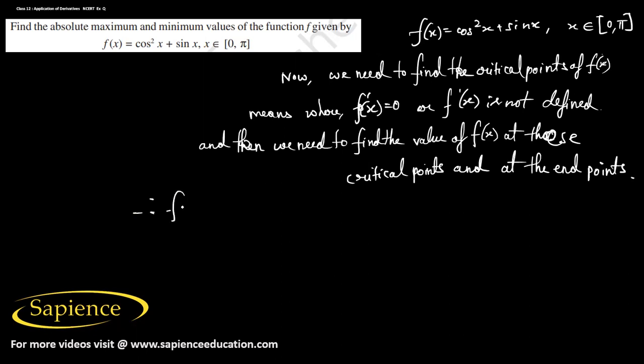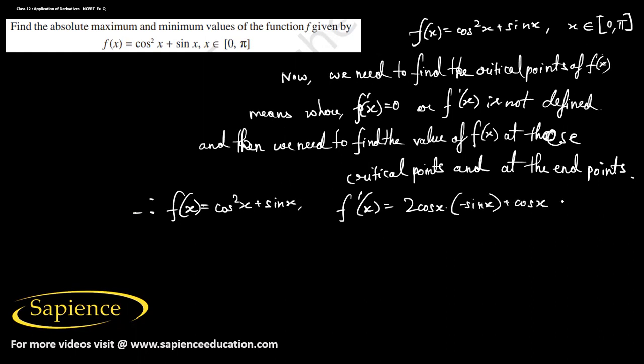So now f of x is equal to cos square x plus sin x. From here first we need to find f dash x. F dash x will be equal to 2 cos x into minus sin x plus cos x, and that should be equal to 0. So we can take cos x as common, then this will be cos x into (1 minus 2 sin x), that should be equal to 0.